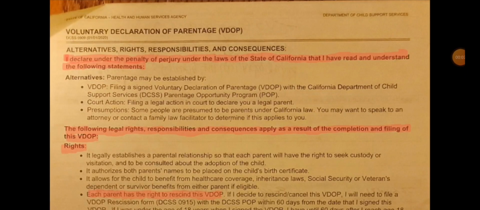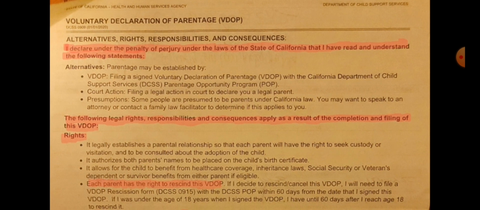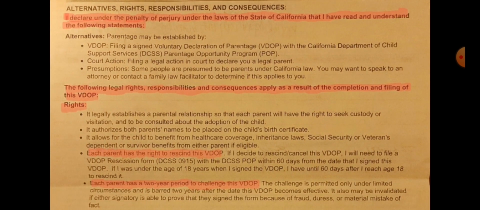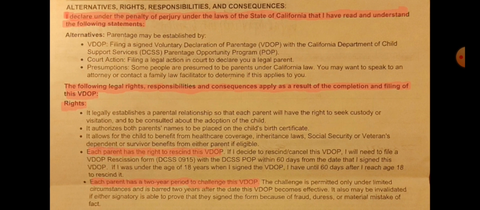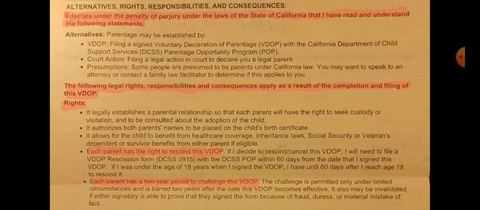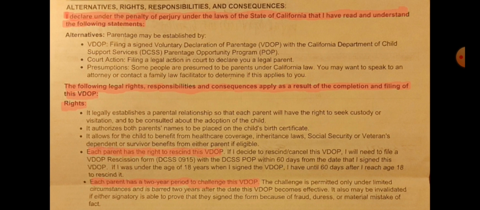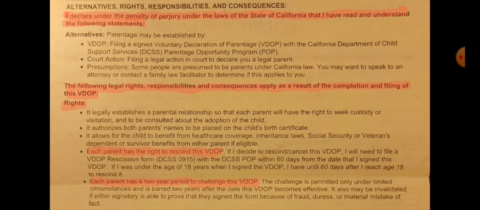Okay, so now, as you all can see on the screen, is in fact, again, the Voluntary Declaration of Parentage, the VDOP. Let's pick this up at the top where it states alternatives, rights, responsibilities, and consequences, okay? Now, let's pick this up at the top where it states, I declare, under the penalty of perjury, under the laws of the state of California, that I have read and understand the following statements, guys. So the reason why I have that highlighted is because that's a main point of this document. You're simply agreeing that you have read this document all the way through, okay?